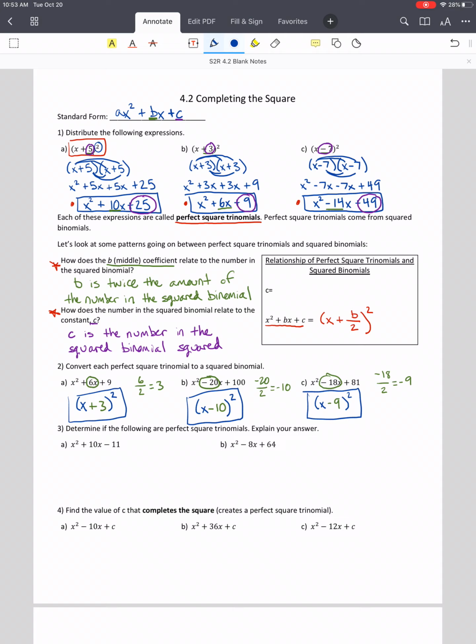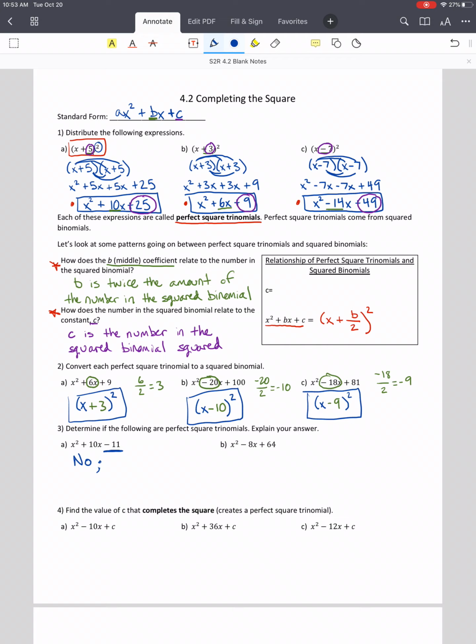I'll give you a second to think about it. Our answer here is no. And we have to explain how we know. What I'm hoping you're realizing, x squared plus 10x, it's really the constant at the end that's going to tell me if it's a perfect square trinomial. Because if we look at example A in number 1, x squared plus 10x plus 25, it should be a plus 25.